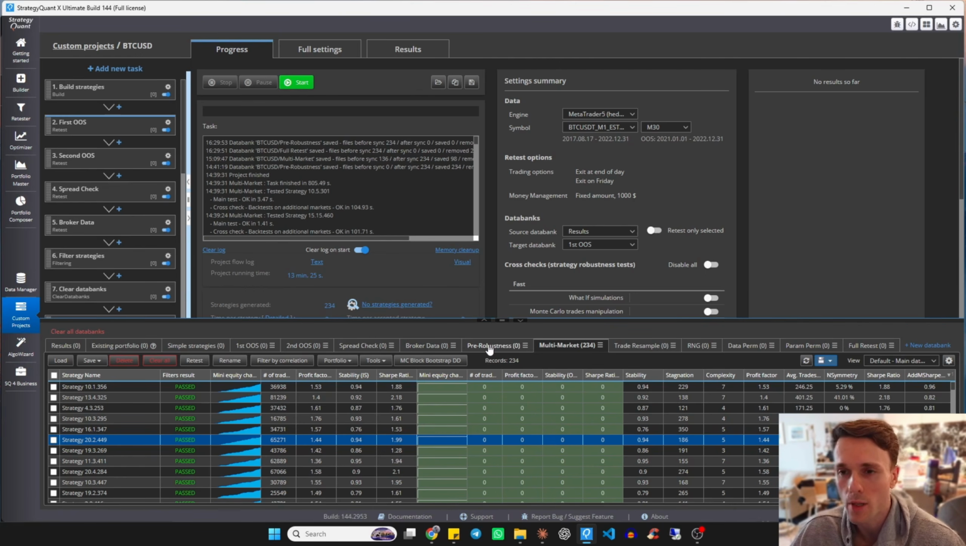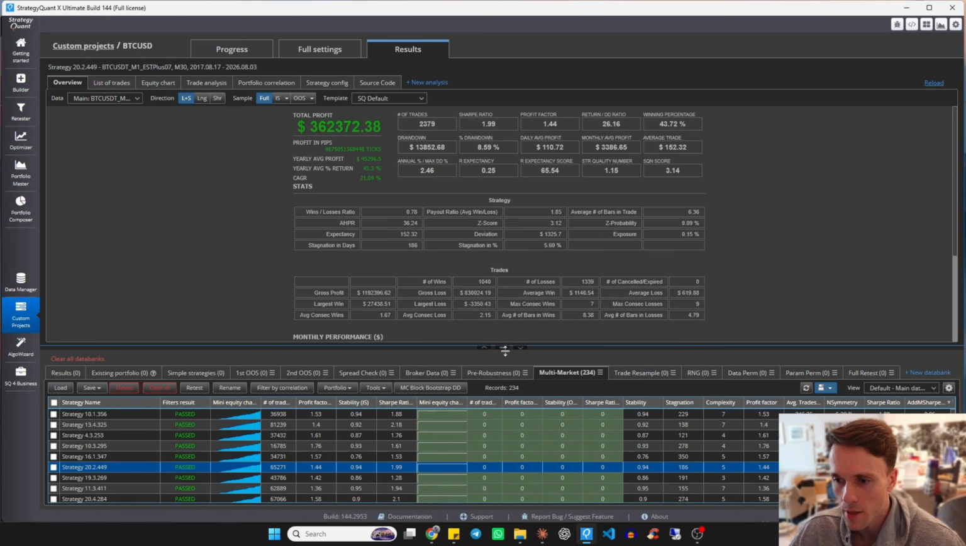StrategyQuant X makes it super easy to generate ideas. The hard part is whether these strategies that you find are actually robust, and that is where the majority of your energy should go towards. So you might be wondering, well, what is an example of a strategy that fulfills all of your criteria? So I'll show you right now.